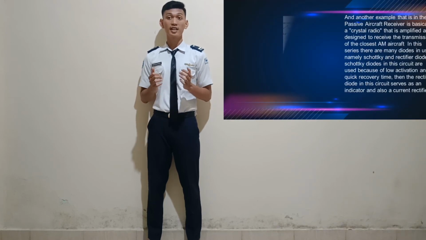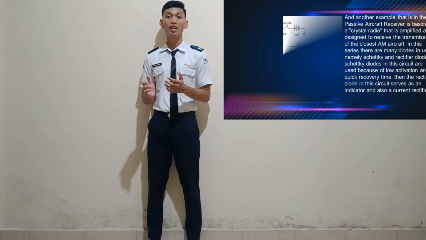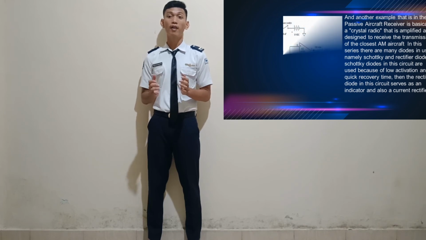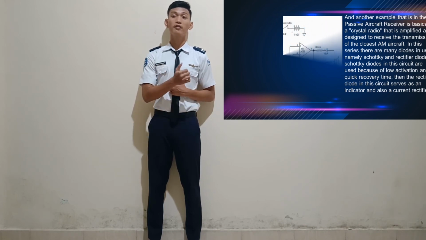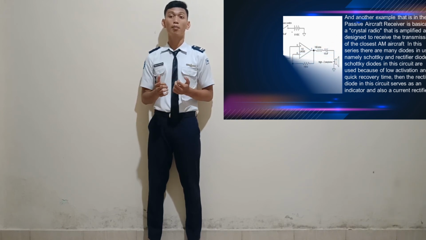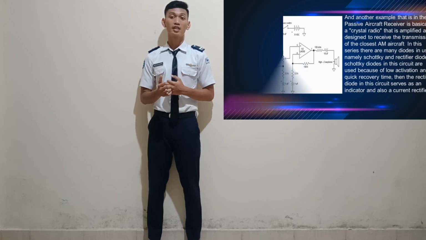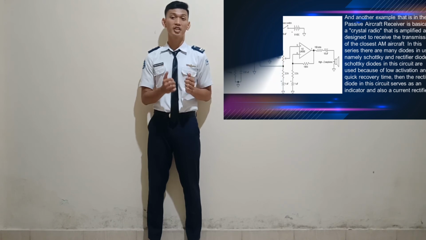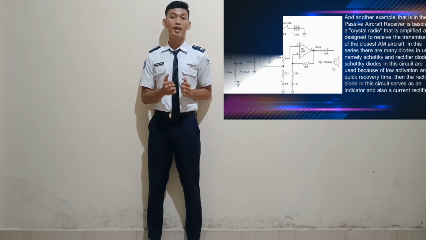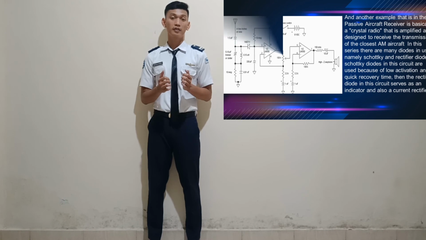Another example is the passive aircraft receiver, which is basically a crystal radio that is amplified and designed to receive transmissions from close-by aircraft. In this circuit, there are many diodes in use, namely Schottky and rectifier diodes. Schottky diodes are used in these circuits because of their low activation voltage and quick recovery time. Then the rectifier diode in the circuit serves as an indicator and also a current rectifier.